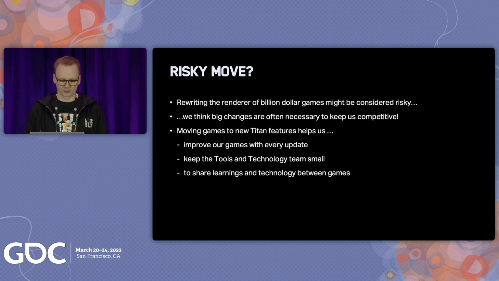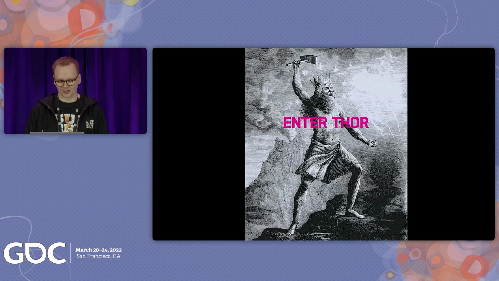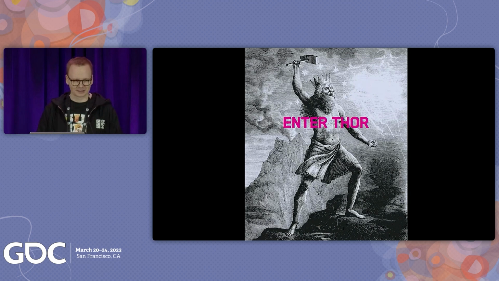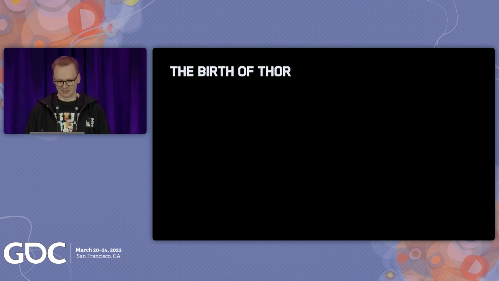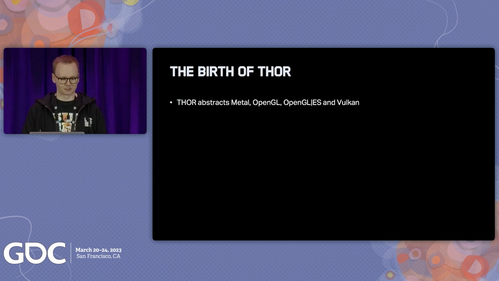So now it's time to introduce THOR, or Titan Hardware-Oriented Renderer. In fact, this is just a name that I came up with after watching a Marvel Thor movie, but the term was nice and it had a nice abbreviation, so that stuck. So THOR is this abstraction layer. Currently, it abstracts Metal, OpenGL, OpenGL ES, and Vulkan. Vulkan is still in experimental support, but we're pushing hard to get that into live as soon as possible.